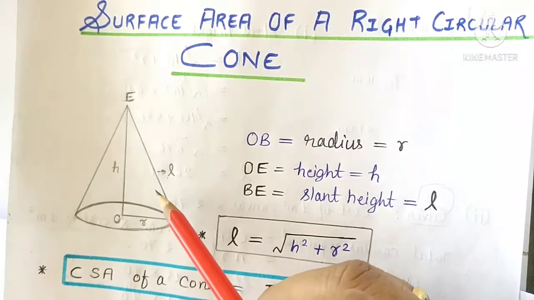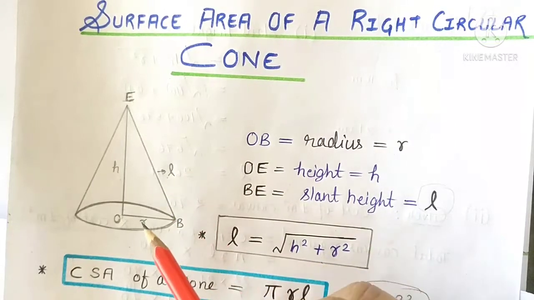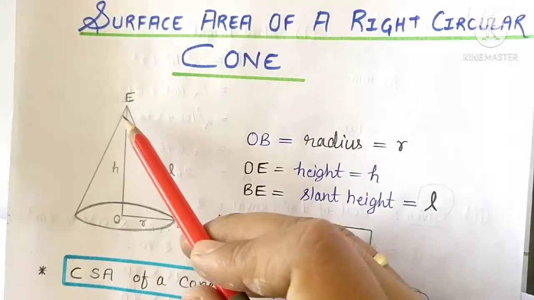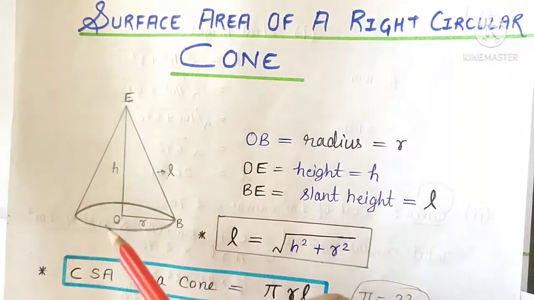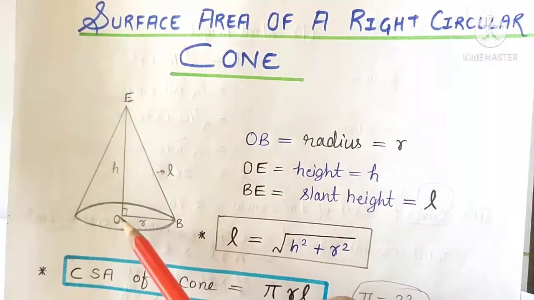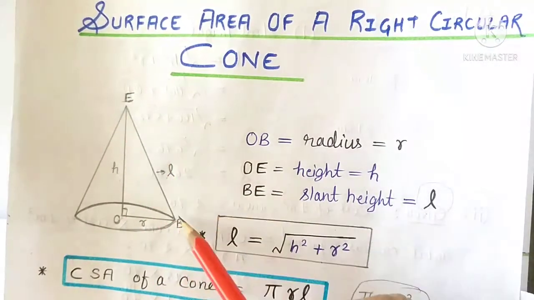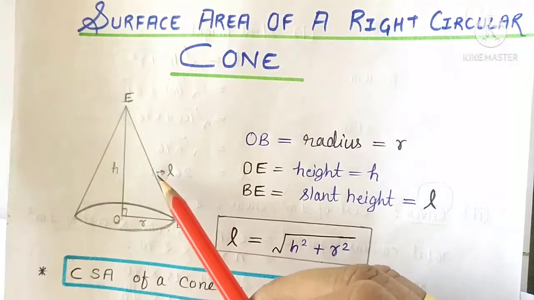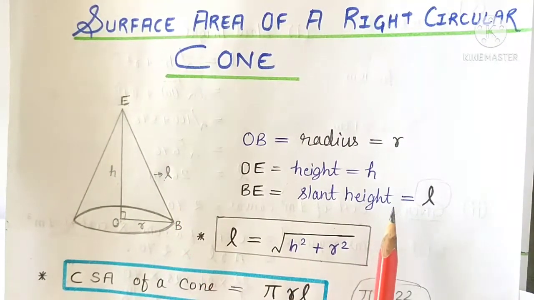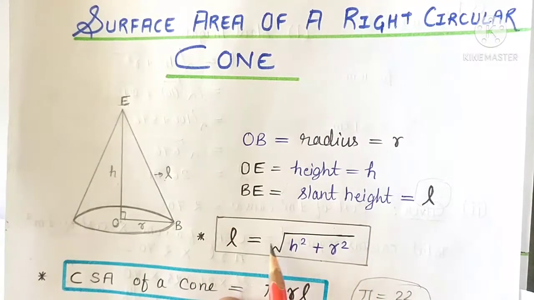One more thing is there, L, which is known as slant height. This is called slant height, like a hypotenuse. As you can see here, EOB is a right angle triangle, where H is height, OB is base, and EB is the hypotenuse, which we call slant height, denoted by L. And how do we find this slant height? Under root H square plus R square.